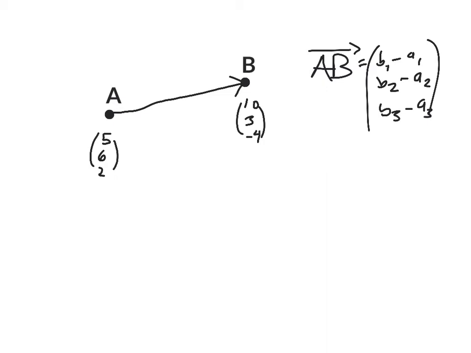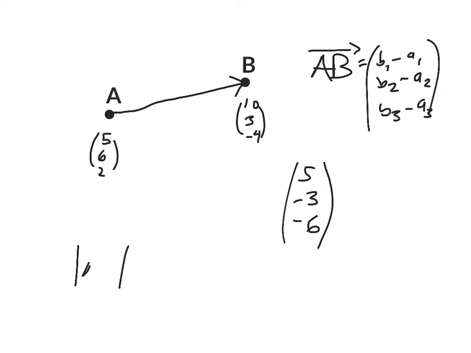Okay, so let's formalize this. We could do 10 minus 5 is 5. 3 minus 6 is -3. And then -4 minus 2 is -6. So this would be our vector that we've drawn here from A to B. Like any other vector, we can find the magnitude of this one, and that is just by taking the square root of the sum of the squares of each of these values.